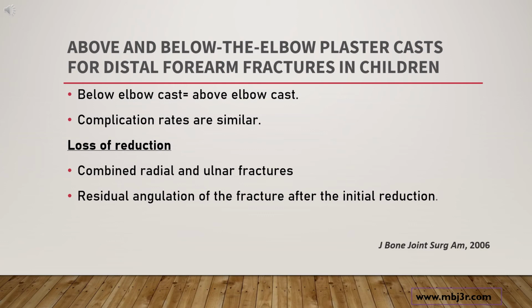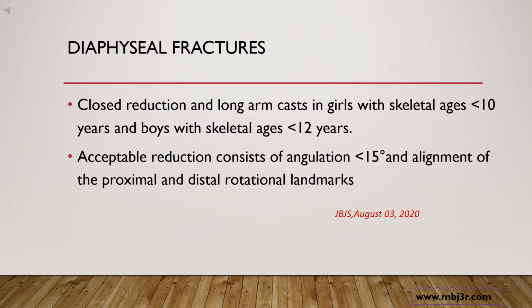Below elbow and above elbow casts give equally good results in distal radius fractures. Complication rates are similar in both types of plasters. Factors that are associated with high risk of loss of reduction include combined radial and ulnar fractures and residual angulation after initial reduction. Coming to the diaphyseal fractures.